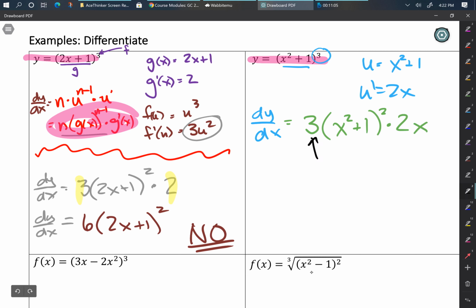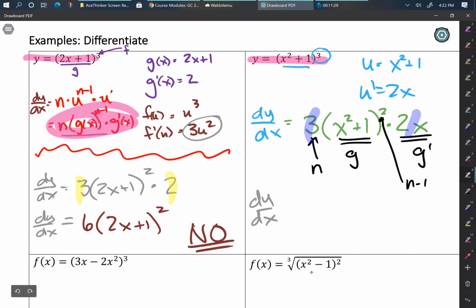Okay? That's the n. Oops, not a capital N. That's the lowercase n. There's the u or the g of x. Right? There's the n minus 1. And then over here, that's the g prime. But of course, again, we can't leave it like that because that monomial and that monomial can't just sit there and not get combined. And so then we'll say that dy dx is equal to 6x times x squared plus 1 squared.